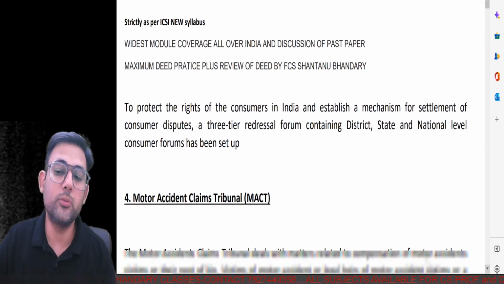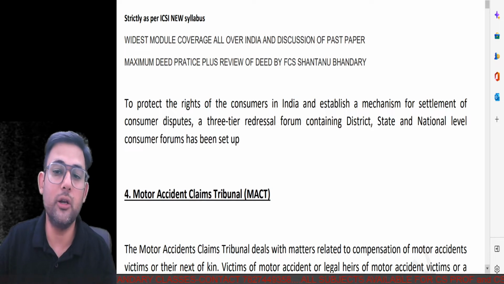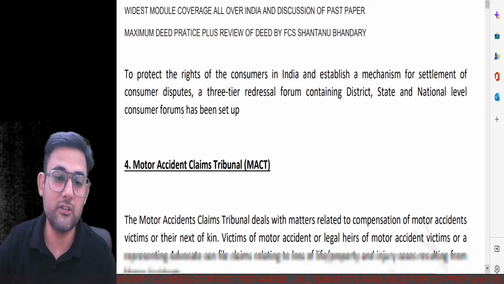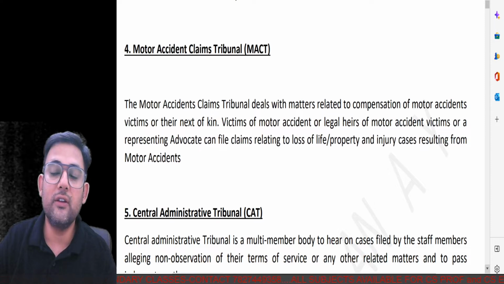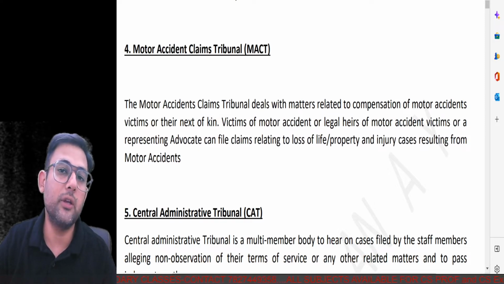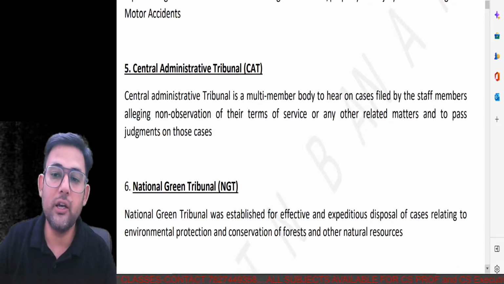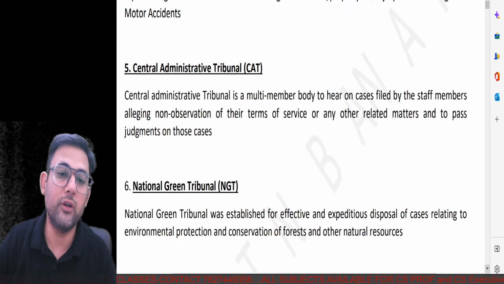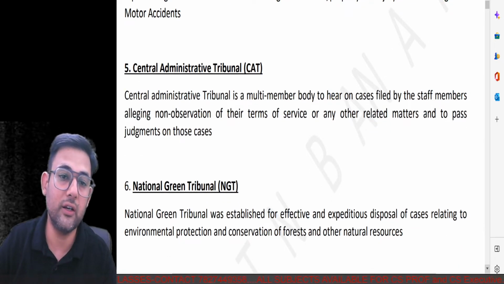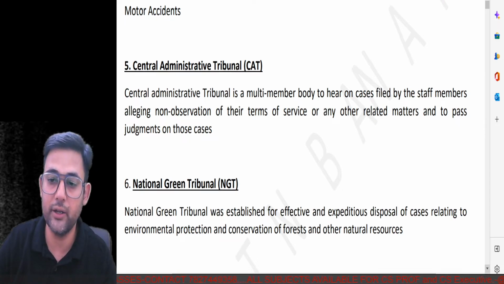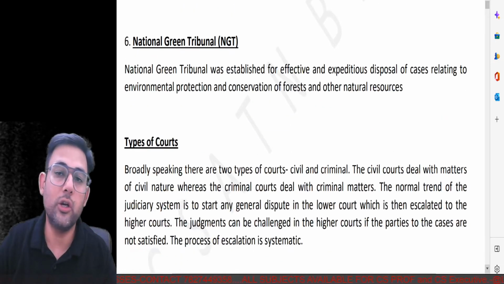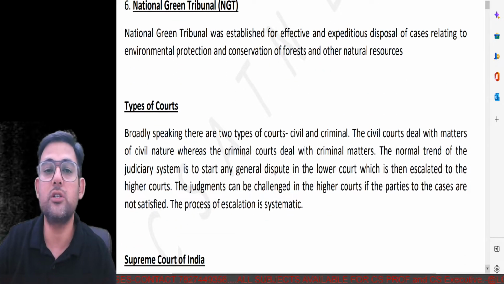We also have the consumer forum or the consumer tribunal to make sure that the interest of the consumer stays protected all the time. In case there's any kind of an accident, to claim the compensation, or if somebody has died, to claim the compensation for the death, the Motor Accident Claims Tribunal can be approached. Similarly, if there's any hearing of the staff members of the central government, then definitely the Central Administrative Tribunal can be approached on that area. You must have actually heard a lot of times about NGT, which is the National Green Tribunal.